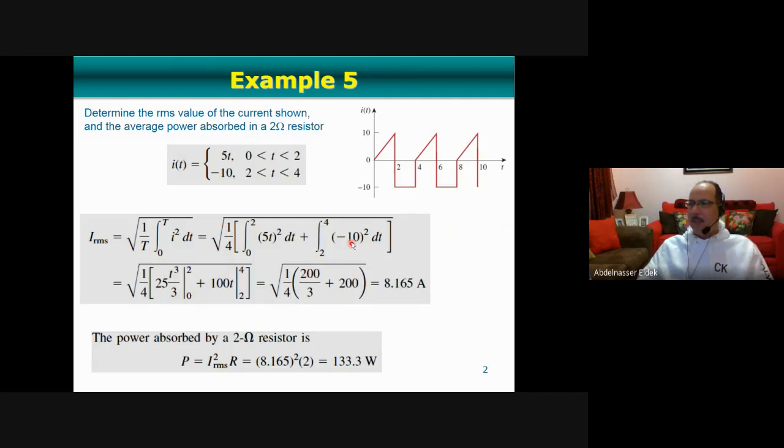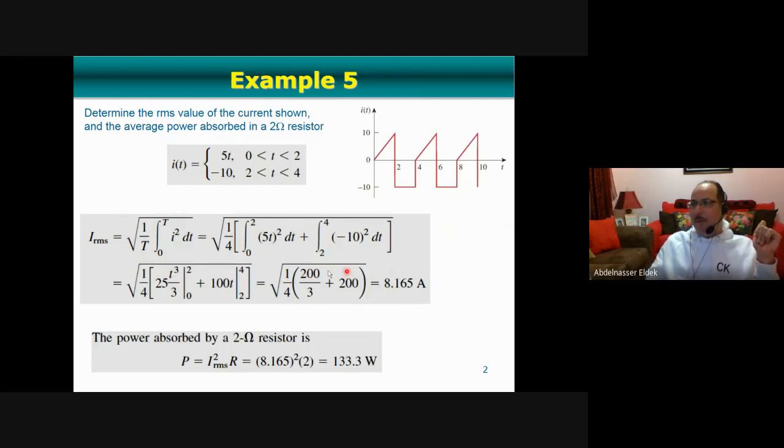Here, negative 10 squared is 100. 100 from 2 to 4 is just 100 times the difference, which is 2. 100 times 2 is 200. Okay, so you add and simplify this, and you can find the root mean square value of the current.